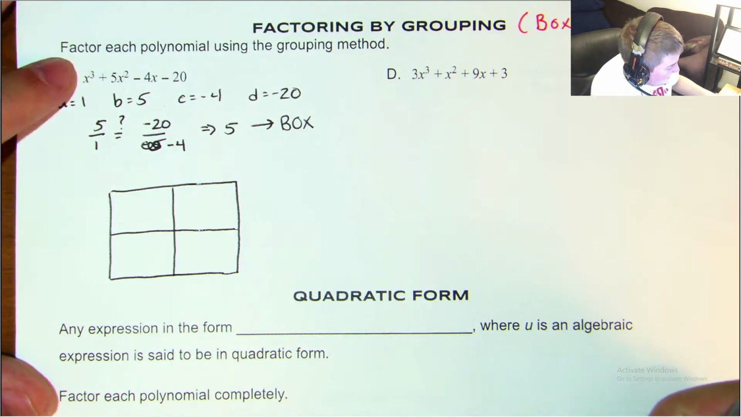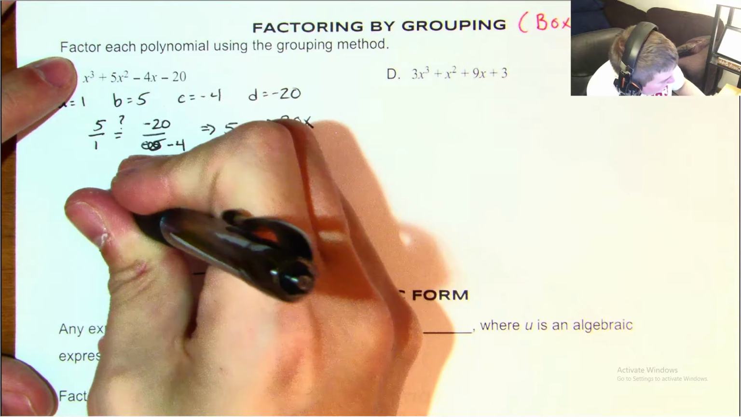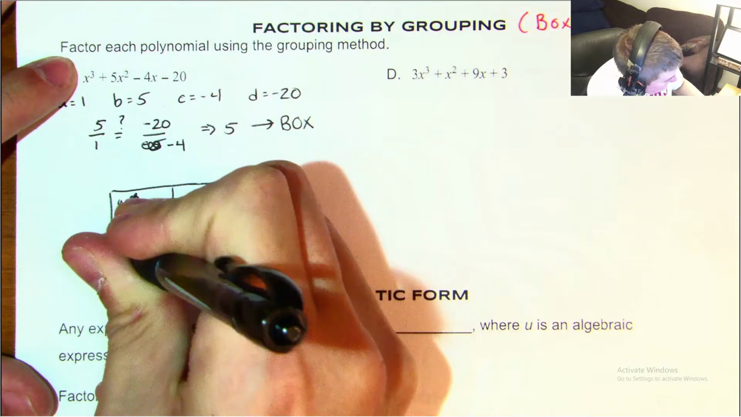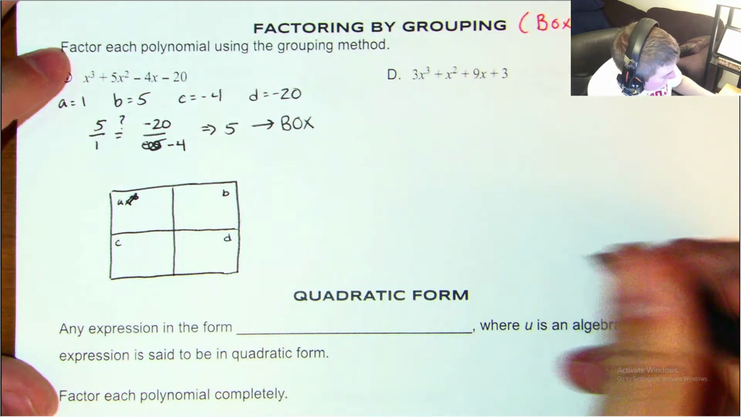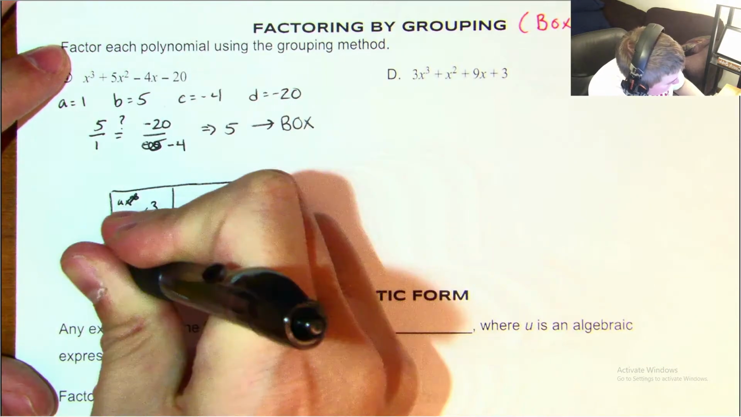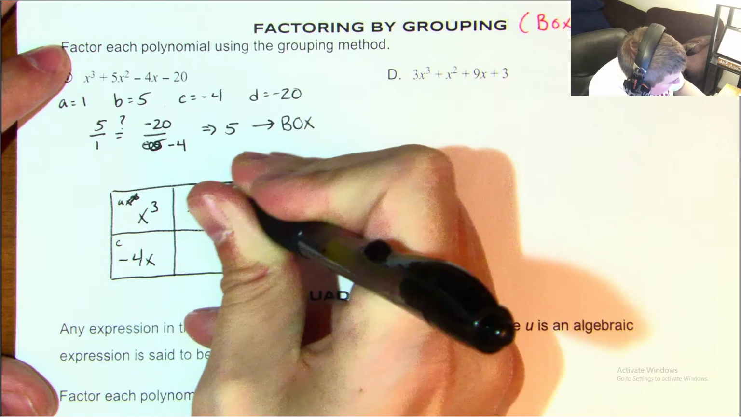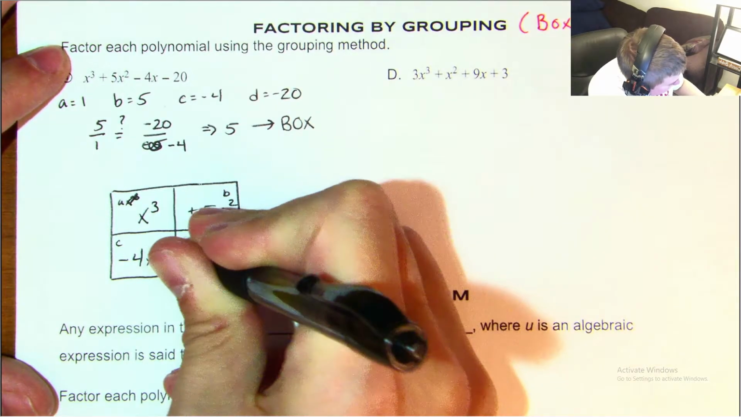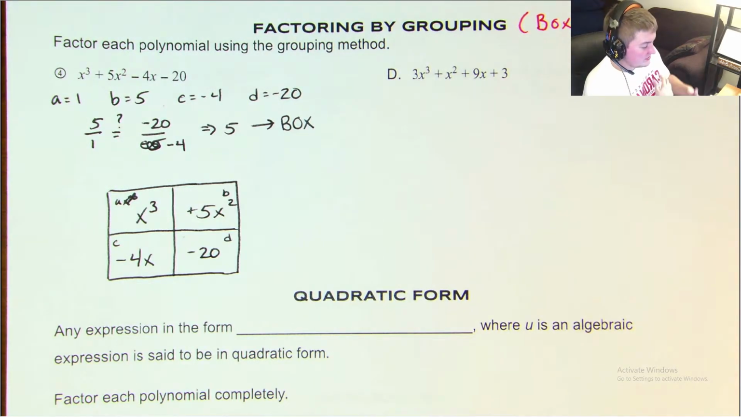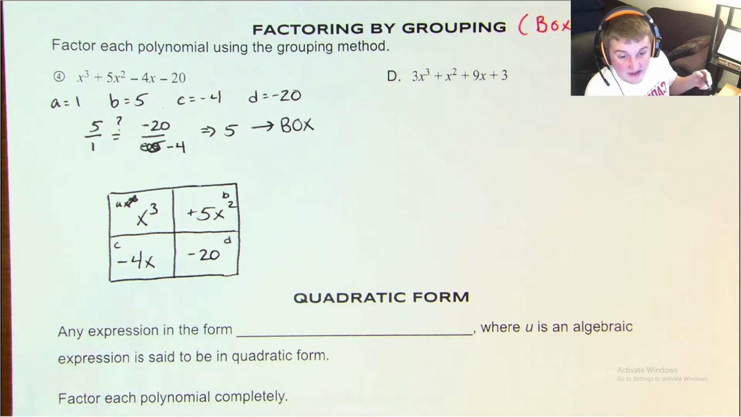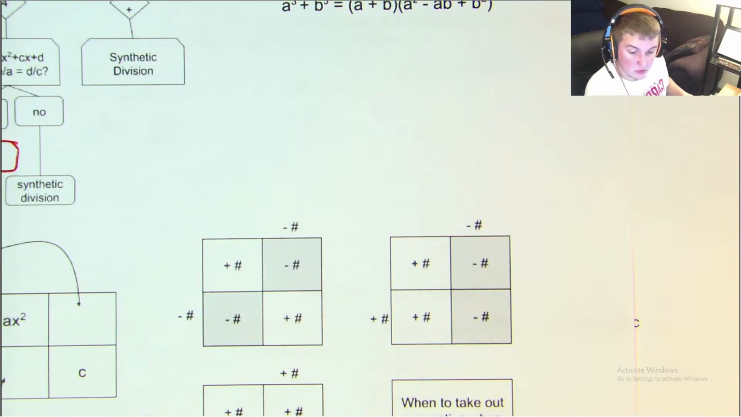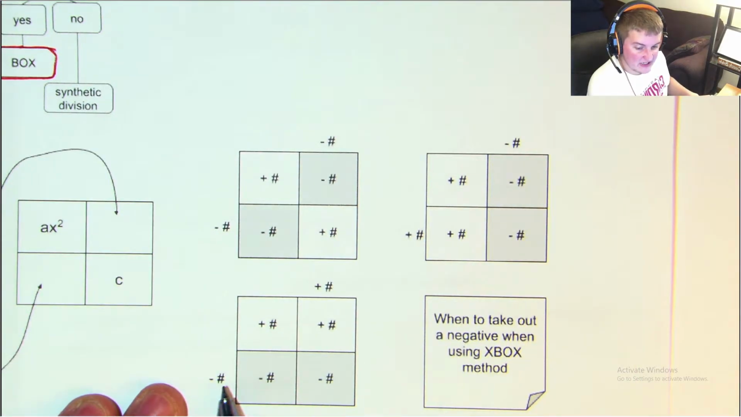Okay, so then here, you're just going to put your a term, b term, c term, d term. So my a term is x cubed. This is 5x. This is negative 4x. And this is negative 20. Okay, just a, b, c, d. A term, b term, c term, d term. Okay, you get to take a negative out in the same situation you would with your Xbox method. We have 2 negatives in a row along the bottom here, so I'm going to take a negative out here.